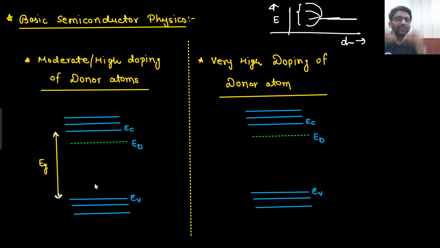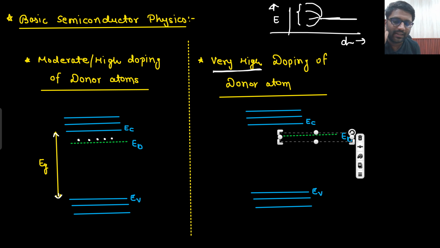But if you do very high doping, what will happen? A lot of donor atoms would be there, and their free electrons are sitting here, right? If a lot of donor atoms are there, they will start interacting with each other. Because of this interaction, this donor energy level will split into energy states.